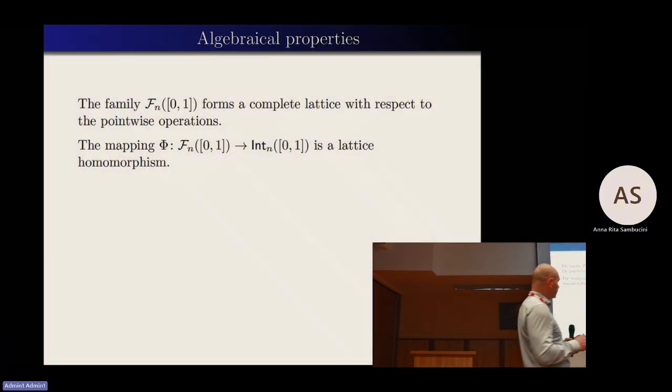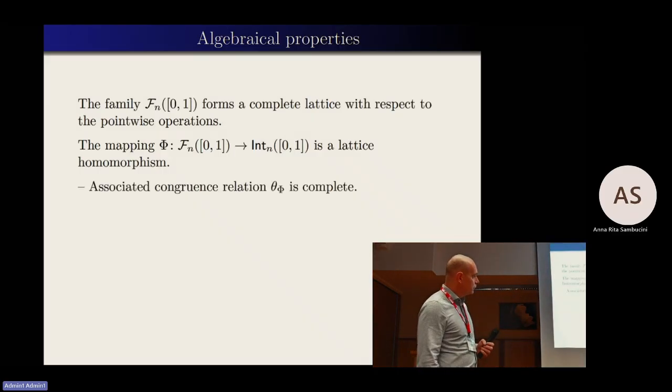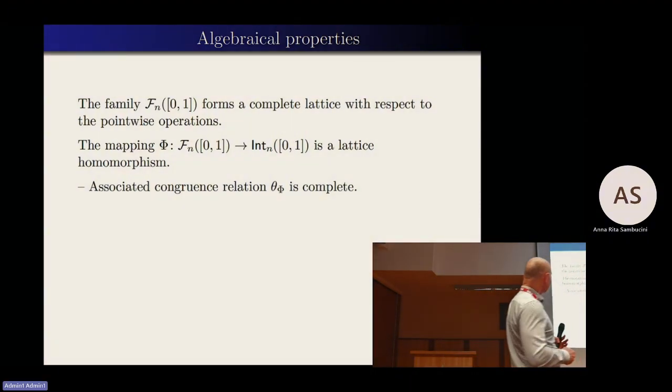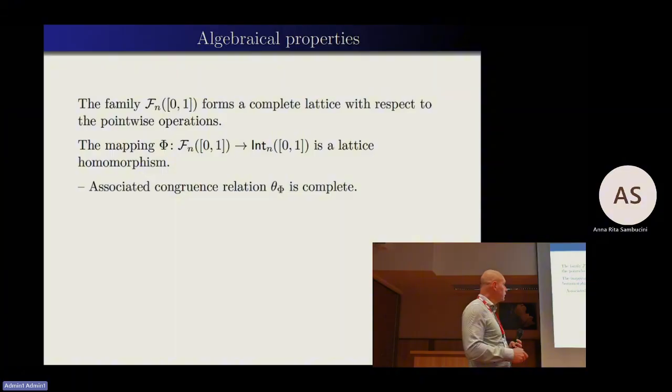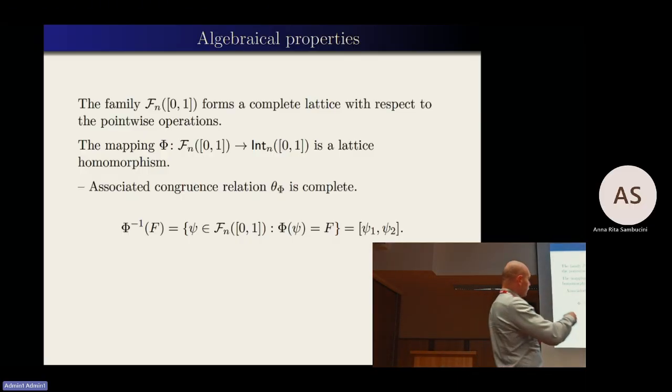That means that it preserves finite suprema and infima. And also it can be shown that if we have this homomorphism, then we can look at the congruence relations, and the corresponding congruence relation is the so-called complete one. And this is equivalent to the fact that if we look at the preimage of single functions, then the resulting preimage is equal to the closed interval of functions. Okay? And if this holds, then this congruence is complete.